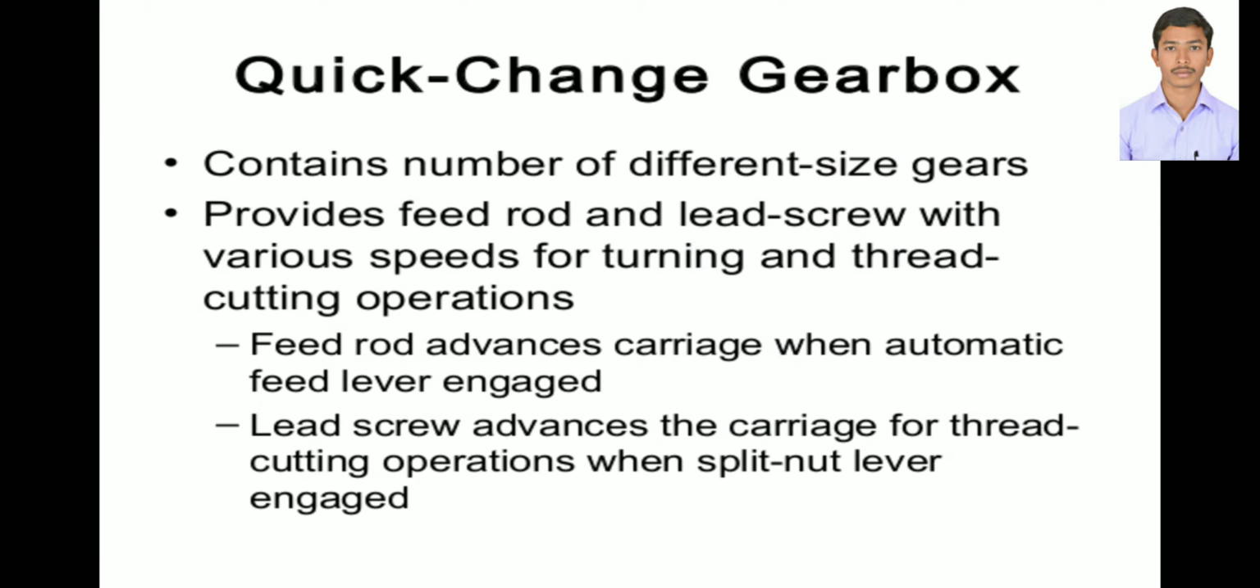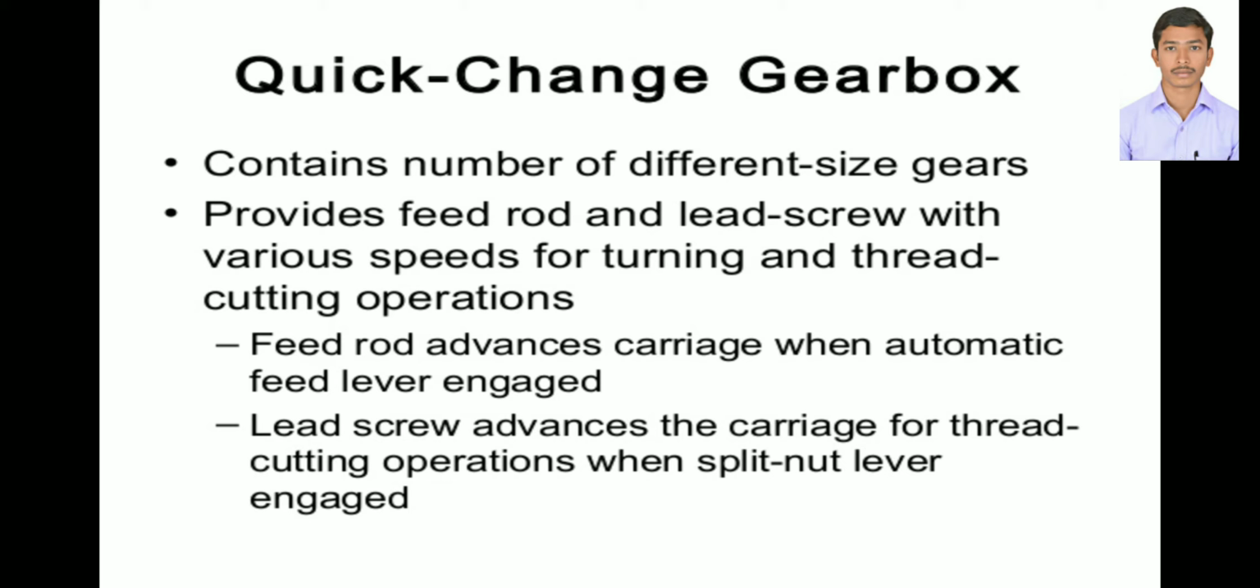The quick change gearbox contains a number of different size gears and provides the feed rod and lead screw with various speeds for turning and thread cutting operations. The feed rod advances the carriage when the automatic feed lever is engaged. The lead screw advances the carriage for thread cutting operations when the split nut lever is engaged.